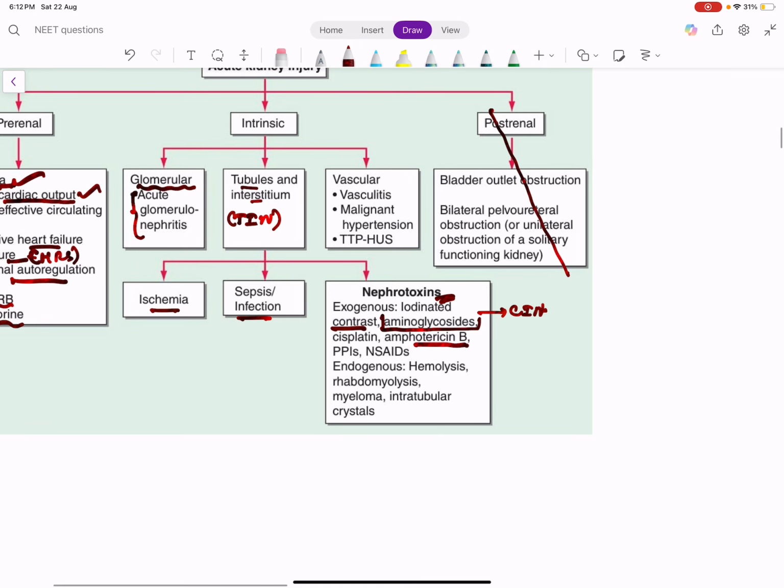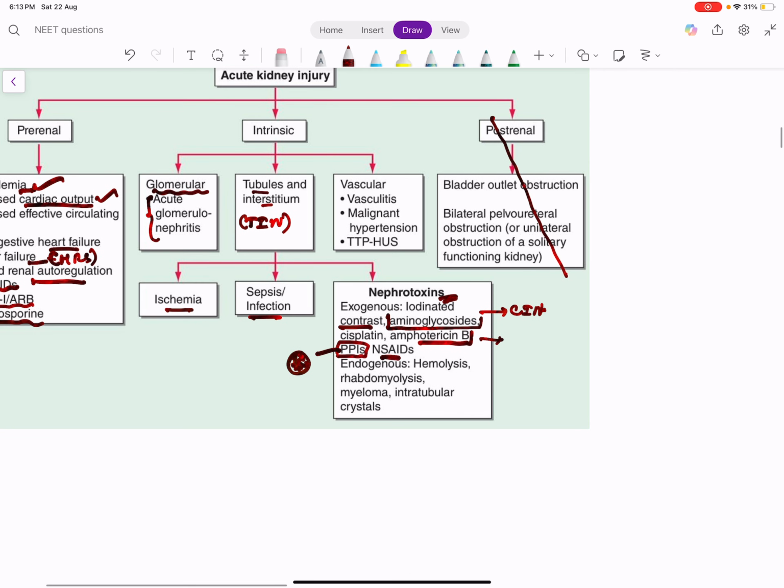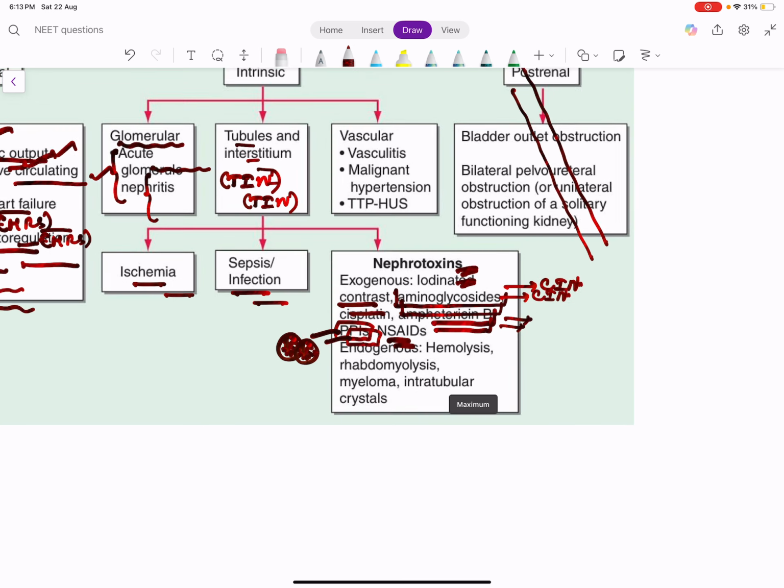Amphotericin B, a drug given for mucormycosis or fungal infections, can cause nephrotoxicity. Even PPIs in the long term can cause nephrotoxicity. Please remember that. So don't use PPIs for a long term. Then NSAIDs, obviously. NSAIDs are also listed as a pre-renal cause. They can also be a cause of renal injury.